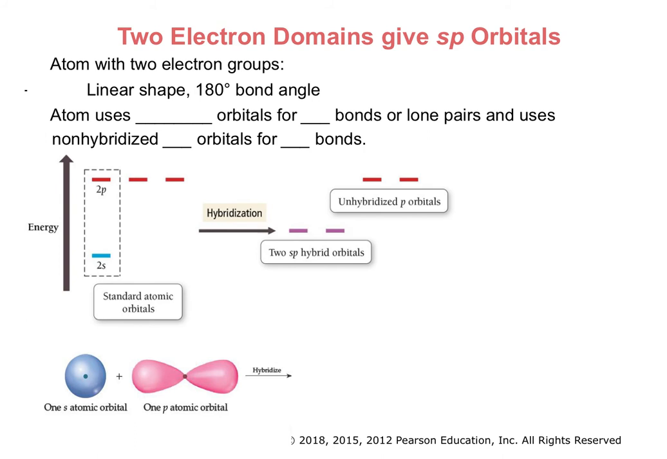Okay, our next one is two electron domains. So this is where we saw linear, 180 degrees. With this one, we have an s orbital go in and a p orbital go in. So two orbitals go in, just one of the p's and one s, and then two orbitals come out, and we call those sp because one s and one p went in.